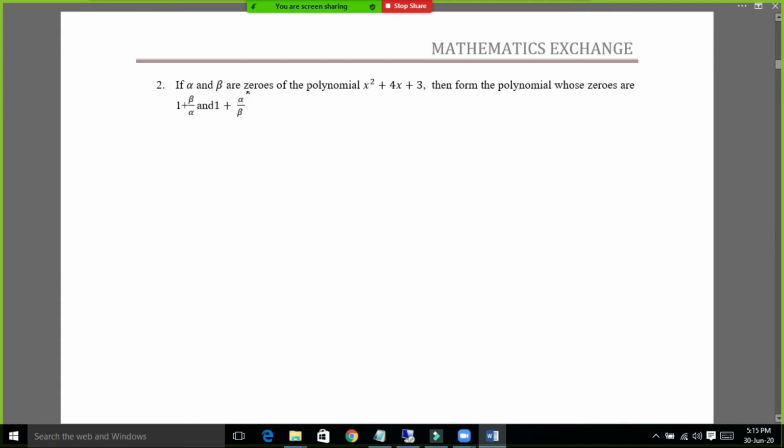If alpha and beta are the zeros of the polynomial x square plus 4x plus 3, then form the polynomial whose zeros are 1 plus beta by alpha and 1 plus alpha by beta.